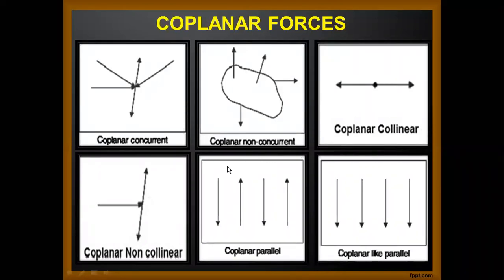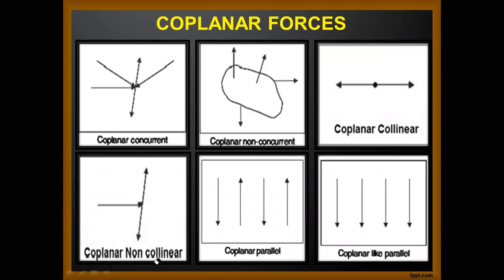But for both the forces, there will be a single line of action. So this is the line of action of the force. This force is moving towards this direction and this force is moving along this direction. But both will have the same line. It is called a coplanar collinear system.